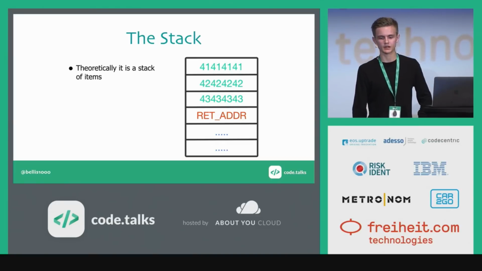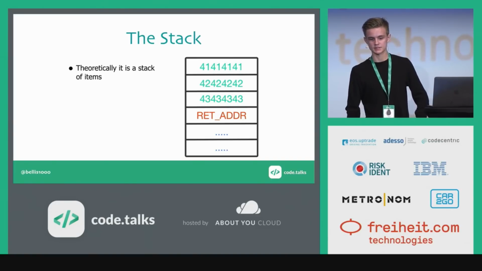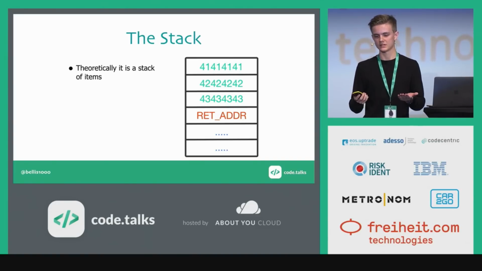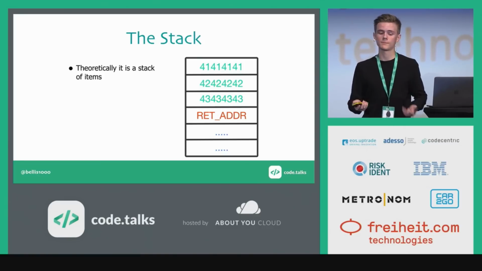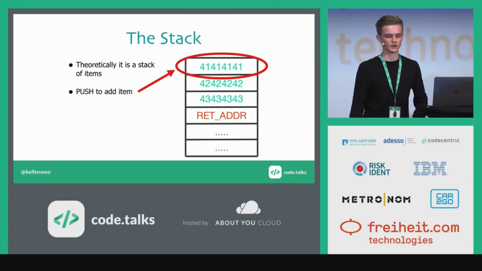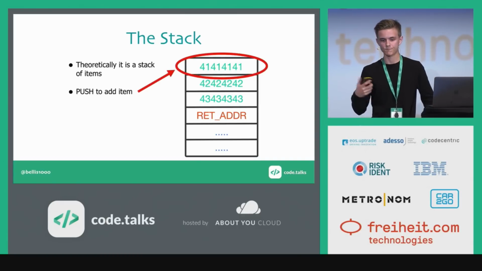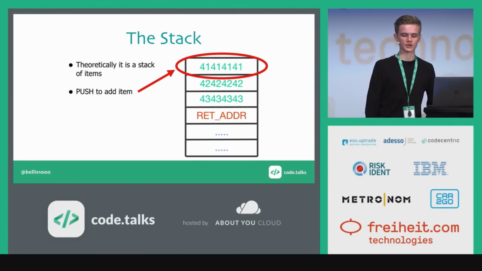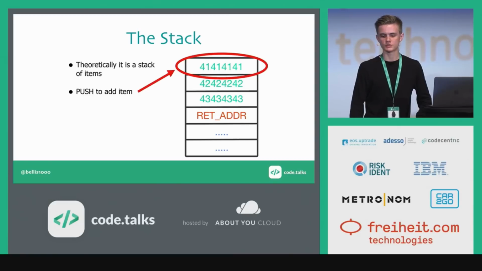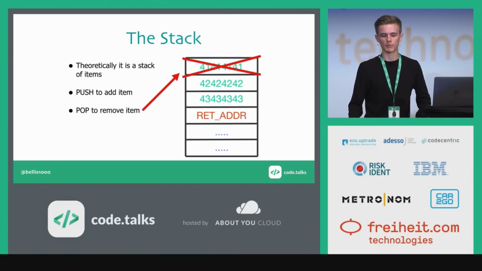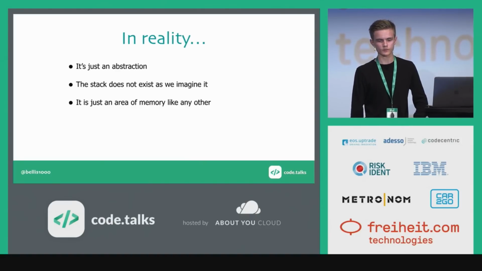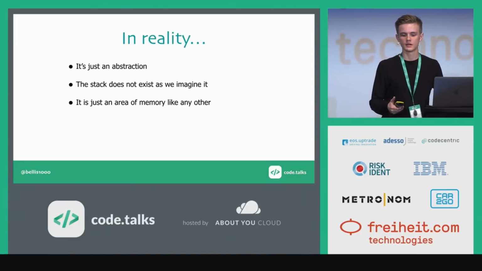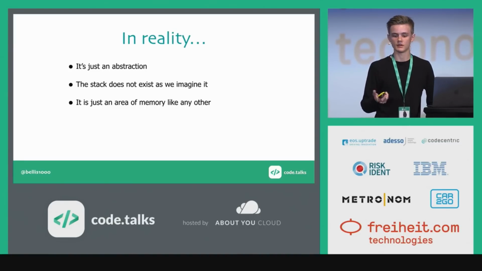So theoretically, what you get taught in most computer science classes is that this stack is a physical stack of items, such as plates or something, so you can add items to the top and remove them from the top. In reality, though, this is actually just a kind of abstraction. So, for example, you learn about push, which adds an item to the top of the stack, and you learn about pop, which removes an item from the top of the stack, but you never really get taught how that's implemented in an actual program. So it's an abstraction, and in reality, the stack doesn't actually exist as we imagine it.